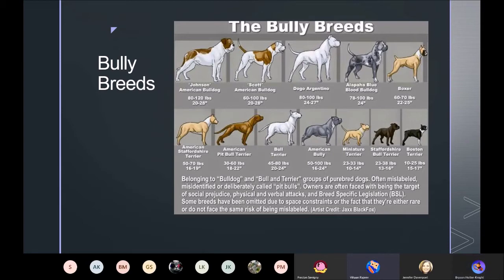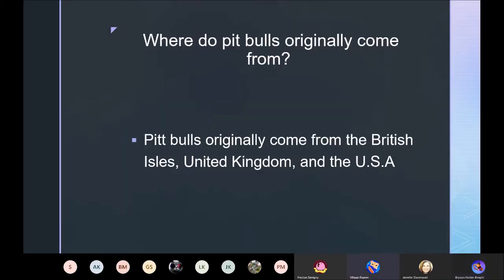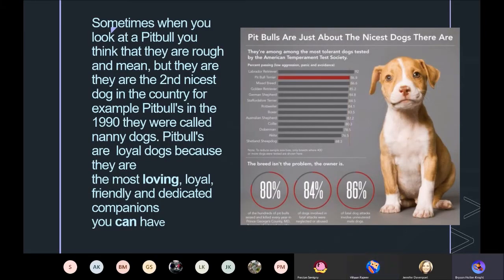Pit bulls come from a breed called the bully dogs. Here are some of them, the biggest going from left to right. Like the Johnson American Bulldog, the Boxer, the Boston Terrier, and the American Bully are a few of them. Like all dogs, pit bulls come from a place. They originate in the UK, the US, and the British Isles. Whenever you look at a pit bull, you think they will bite you. But in proven studies, they are actually the second nicest dog in the country, and they will only do bad things if their owners do bad things.